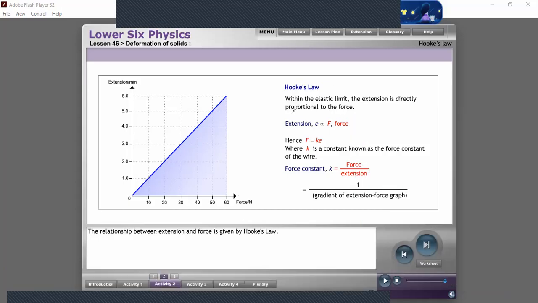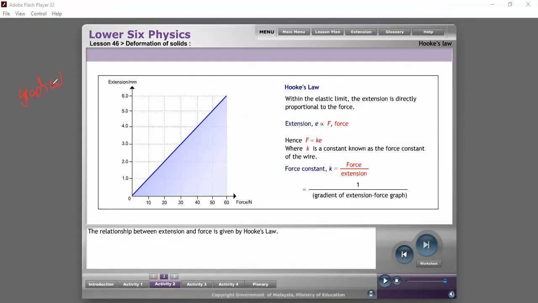So this means that, according to the graph, the gradient is equal to the extension over the force, E over F. As we know, K is equal to F over X, or F over E. So K is actually the reciprocal of the gradient. If we find the gradient, 1 over the gradient will be equal to the force constant, or the strongness of the spring.